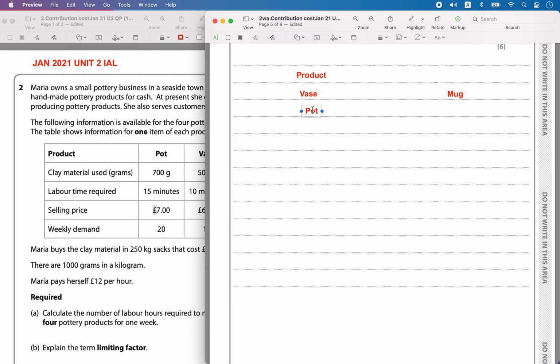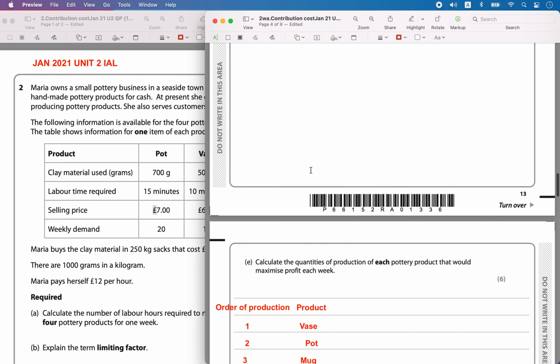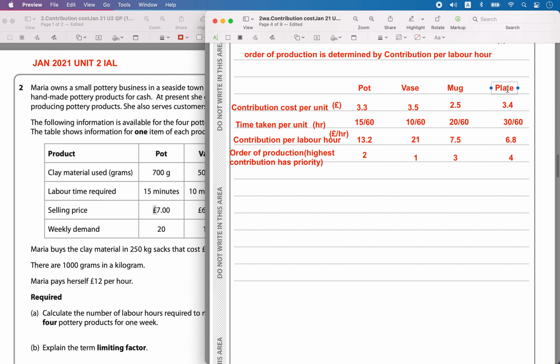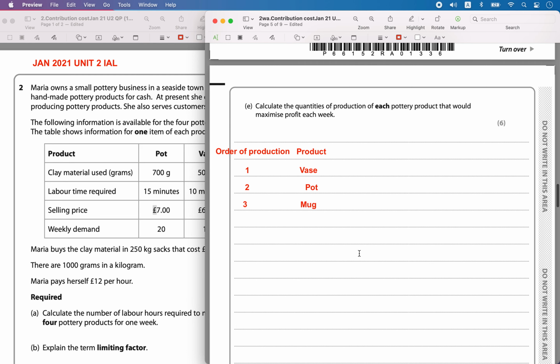So how we are writing here is in the order of production, based on the order which was determined in the previous portion. So what was the order of production? The vase was the first one, then we had the pot to be made, the third one is the mug, and the fourth one is the plate.